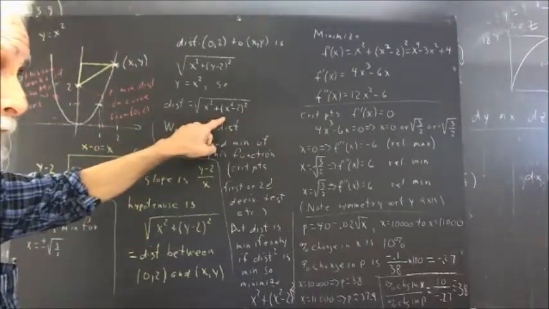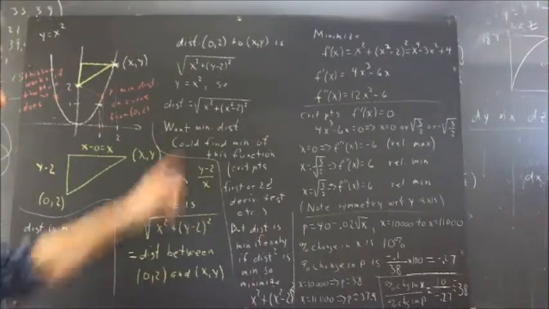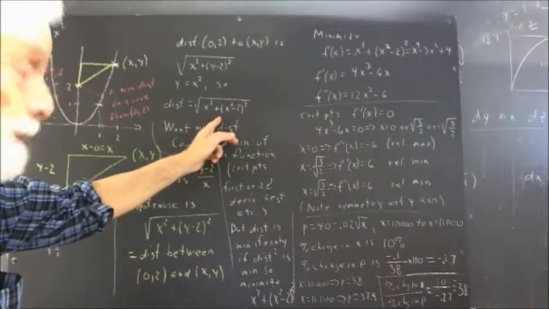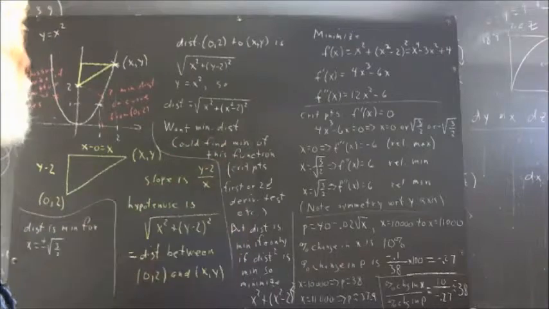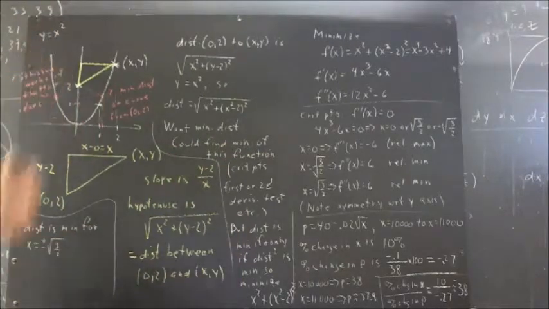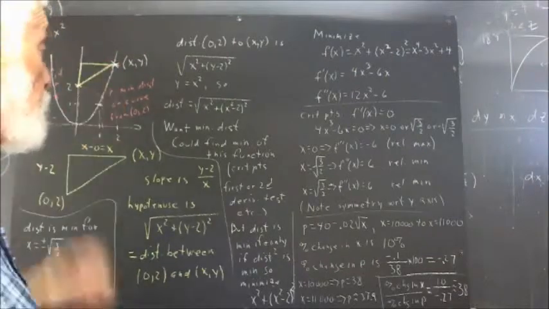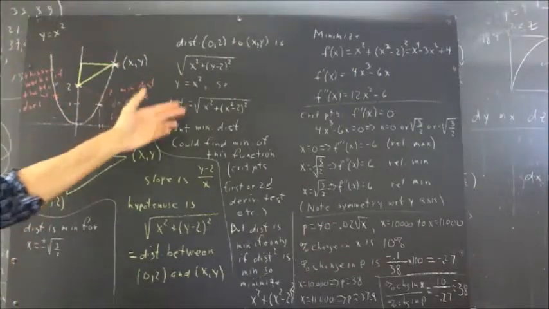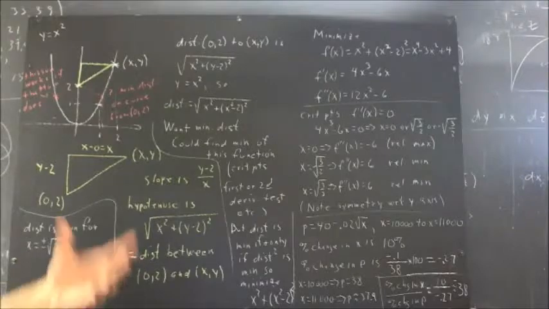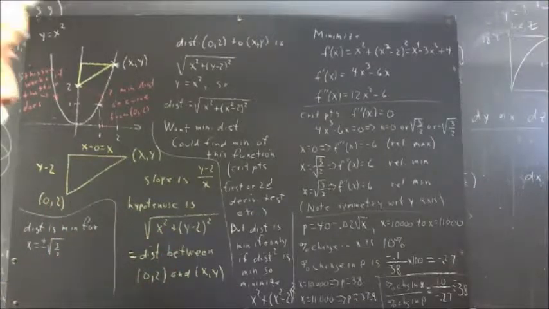We want to minimize then this expression. If we can minimize this expression, then we know the x-coordinate of the point that gives us the minimum distance, and we can plug that into y equals x squared and find the y-coordinate. And we can also evaluate this expression to determine what the minimum distance is.